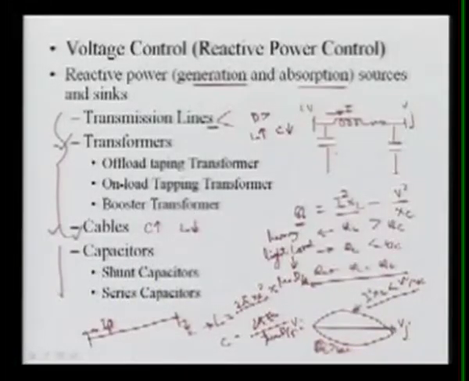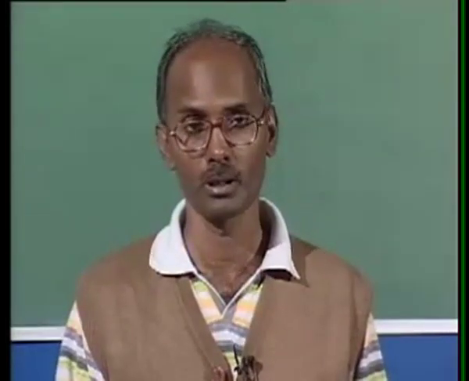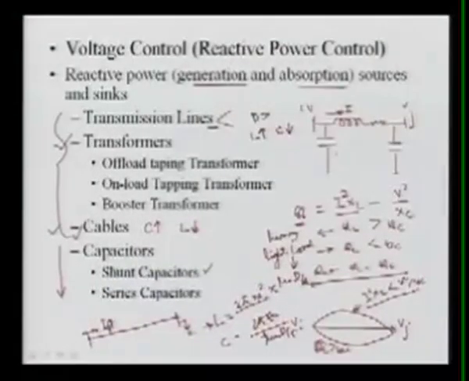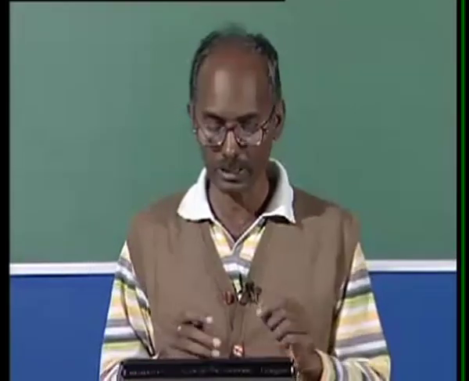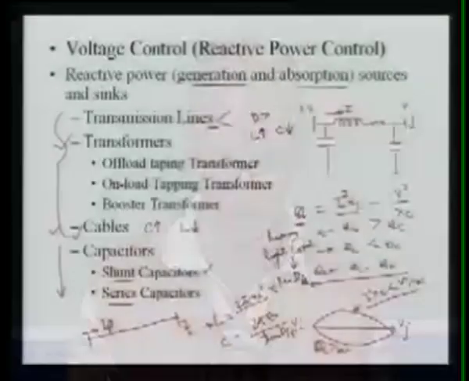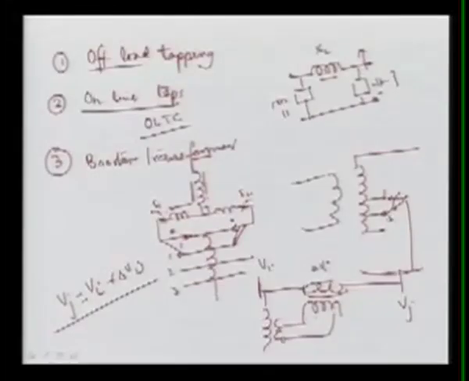Another device is the capacitor. Again, capacitors are used very widely in the distribution system. They can be connected in shunt with the system, that is connected from the bus to the ground, or they are connected in series between two buses. If connected as a shunt, they are shunt capacitors, and the others are series capacitors. Now let us see how we can analyze them.